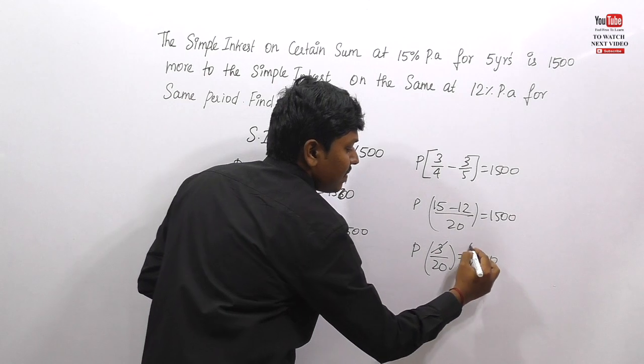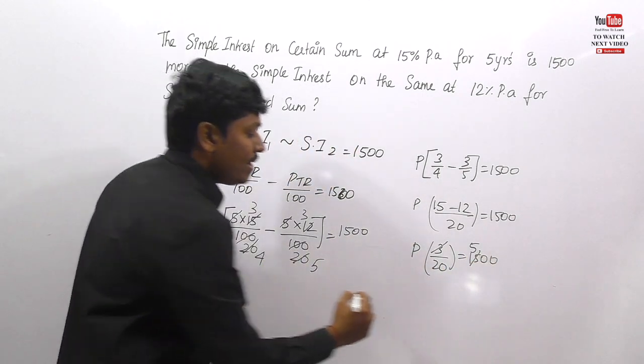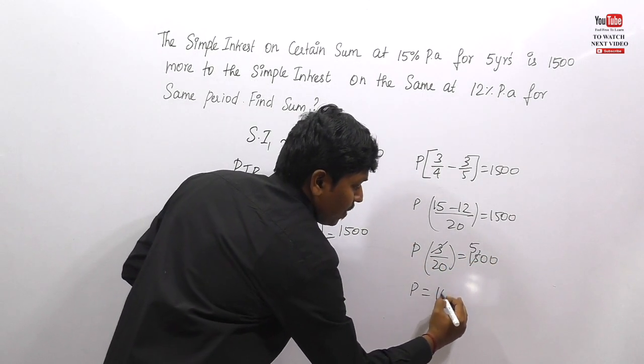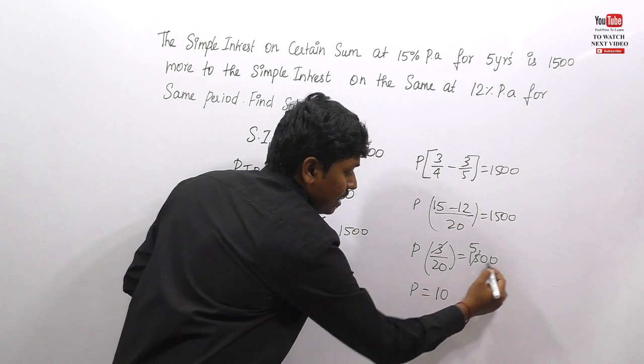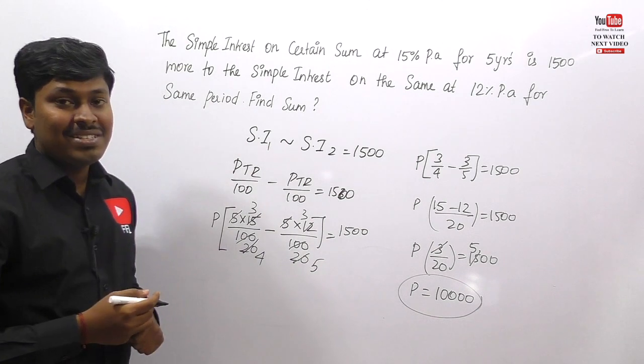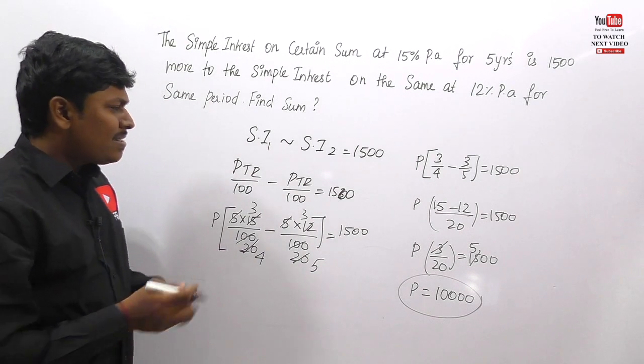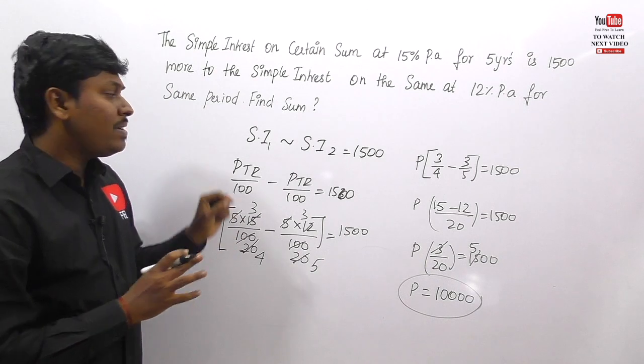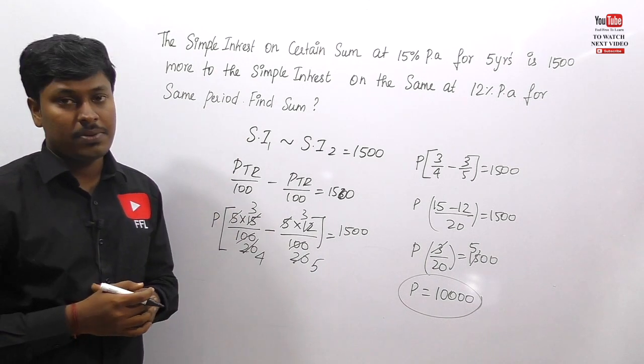When we cancel this 5 times, so 500 into 20, so the answer, that is principal, will be 10, remaining will be 3 zeros. So finally we got the answer, the principal amount, which is 10,000, friends. So friends, this is the normal procedure, right? Normally when we solve, finally we calculated the sum, that is 10,000.